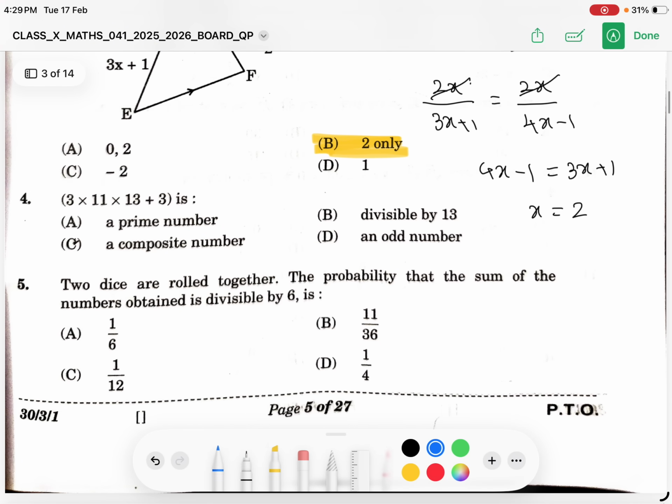Next, fourth question. So fourth question, 3 into 11 into 13 plus 3. So obviously that is a composite number.